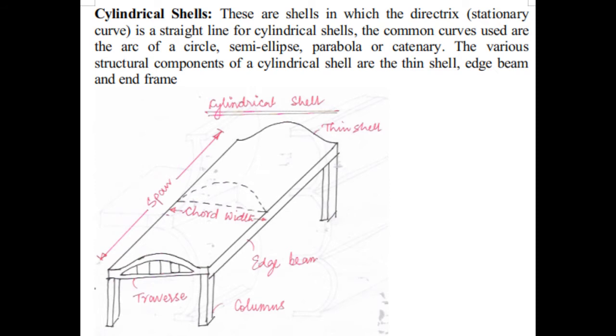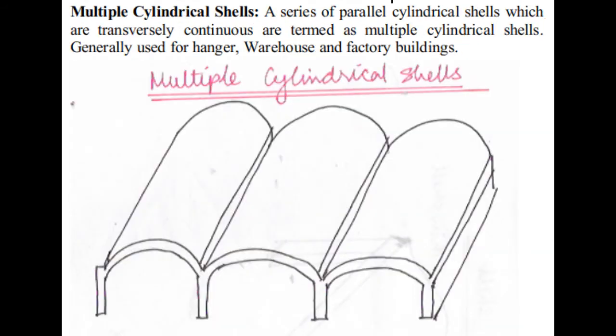Next is the multiple cylindrical shells. Here a series of parallel cylindrical shells are there. They are transversely continuous, not longitudinally, but transversely they are continuous. So they are used generally for hangar, warehouse and factory buildings.